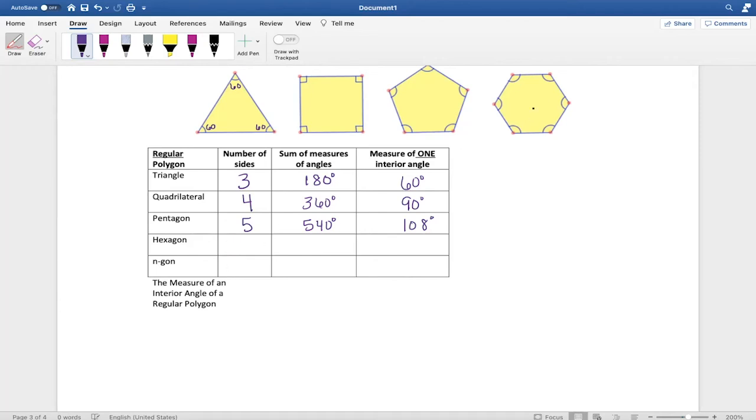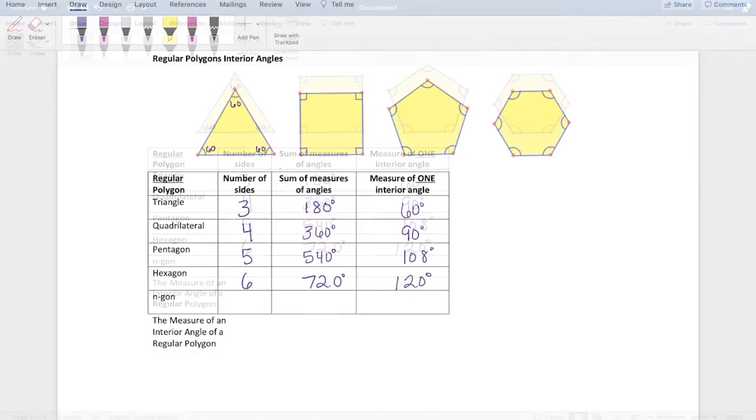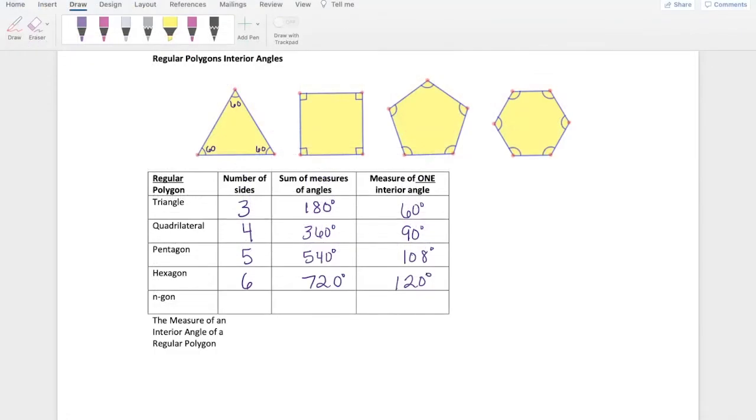Okay, for our hexagon, 6 sides, and the total sum of measures of all the angles was 720. Each angle, if I were to divide that, because there are 6 of them, and they're all congruent, would give me 120. Okay, so again, what we were doing was using. Okay, so down here now where it says n-gon, this means for any polygon given the number of sides, we would be able to figure out the measure of one of the interior angles.